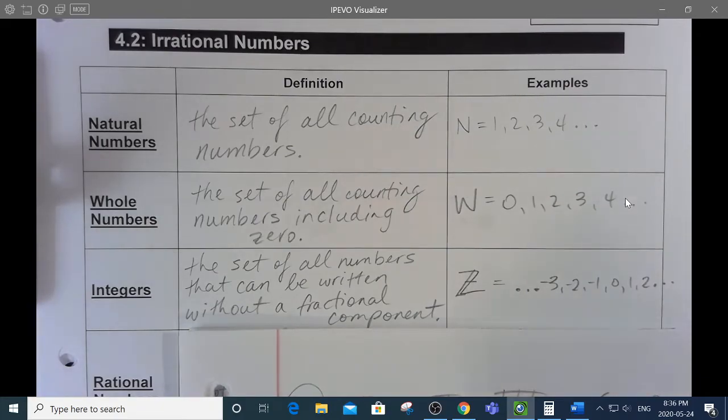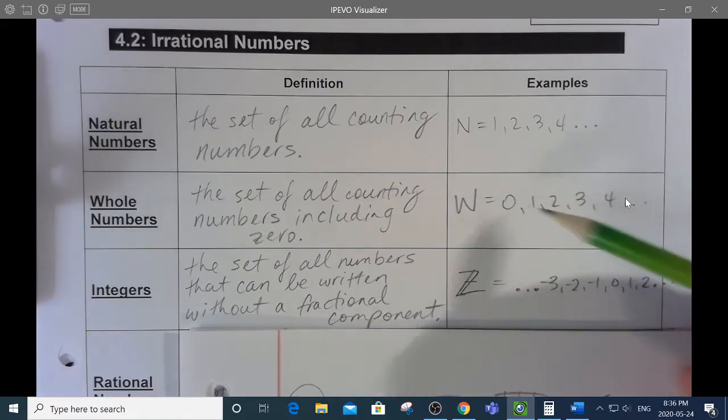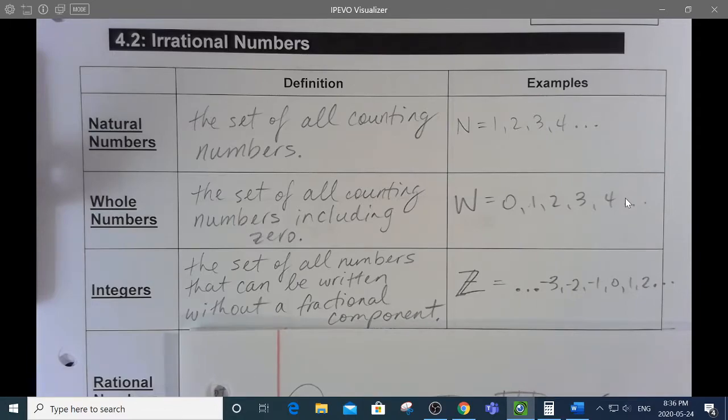But notice they're still whole amounts. -1/2 is not an integer. 2/3 is not an integer. Integers still have to be whole amounts. So you could think of integers as the positive and negative versions of the whole numbers.